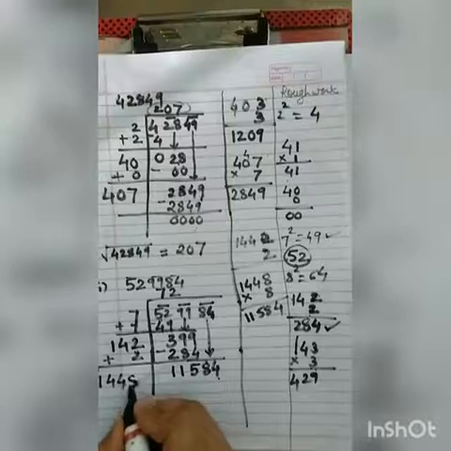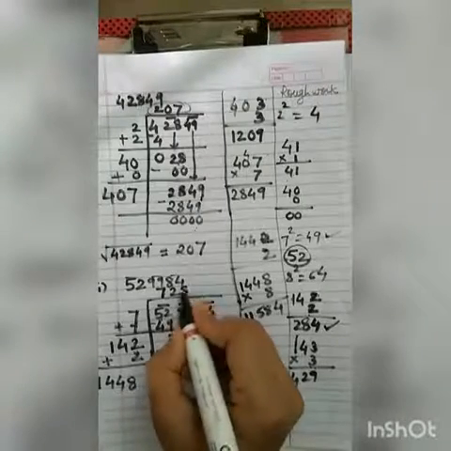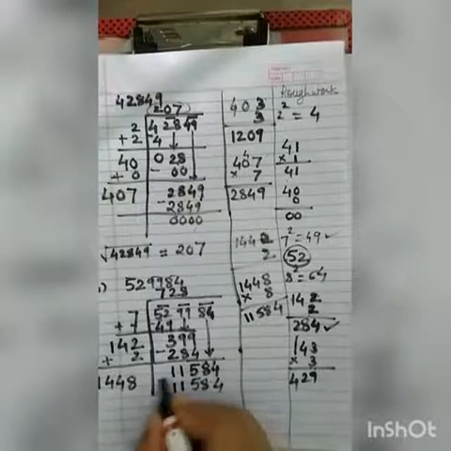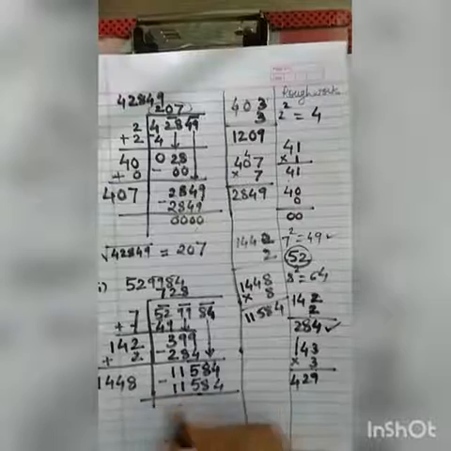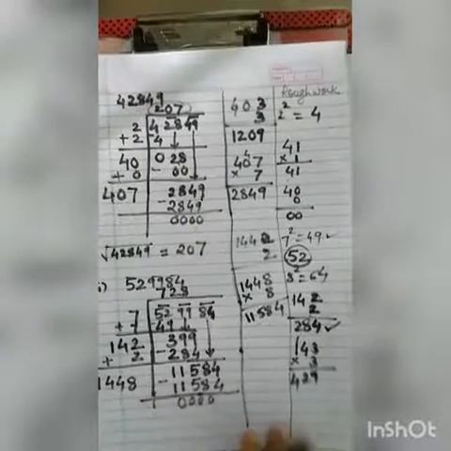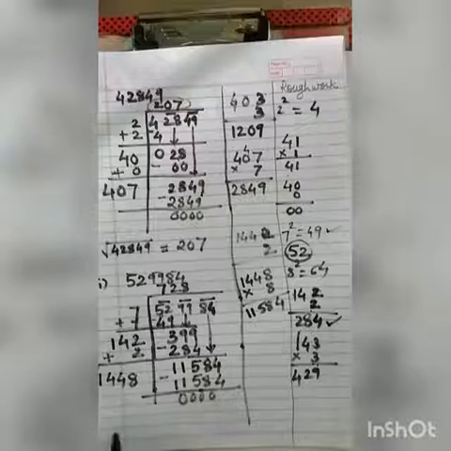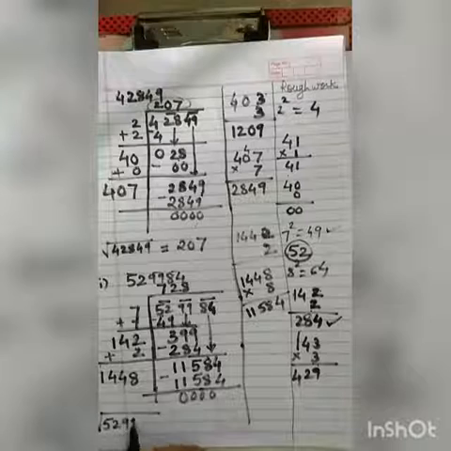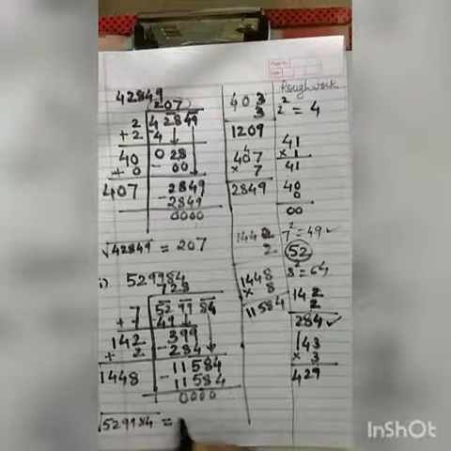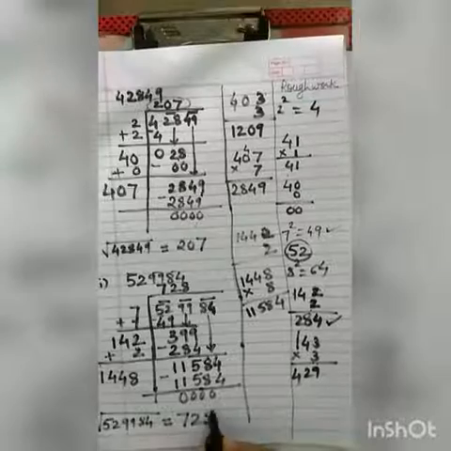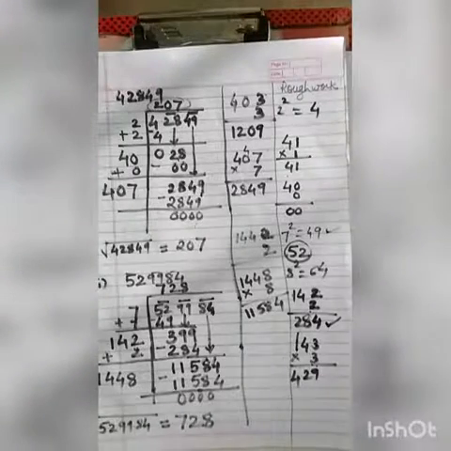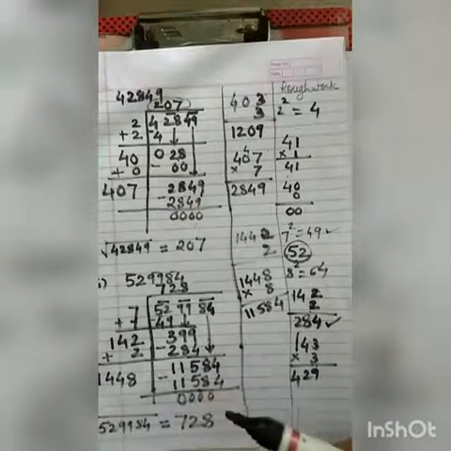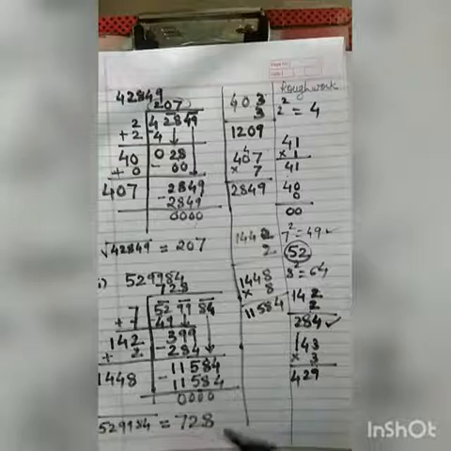So what will I take here? 8. Here also 8. And the number is 11584. And I will get the remainder as 0. So what is the square root of this number? The square root of 529984 is equal to 728. That is 728.